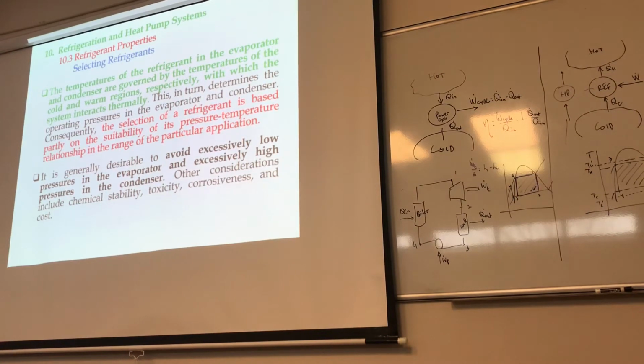Then depending on what refrigerant you're going to be using, you have to do the calculations to figure out, am I really going to be able to extract that much heat from the cold space, etc. But the general rule of thumb is that it's generally desirable to avoid excessively low pressures in the evaporator and excessively high pressures in the condenser, right? Other considerations include chemical stability, toxicity, corrosiveness, and cost.